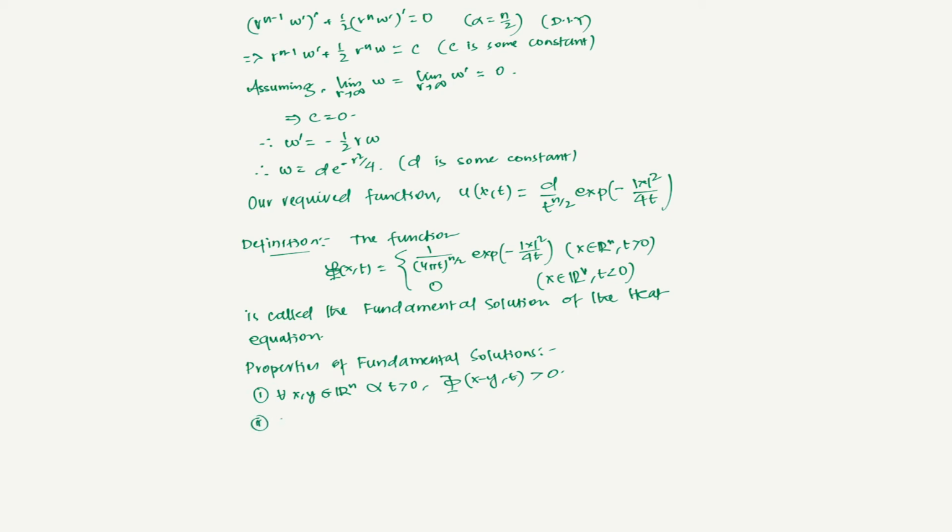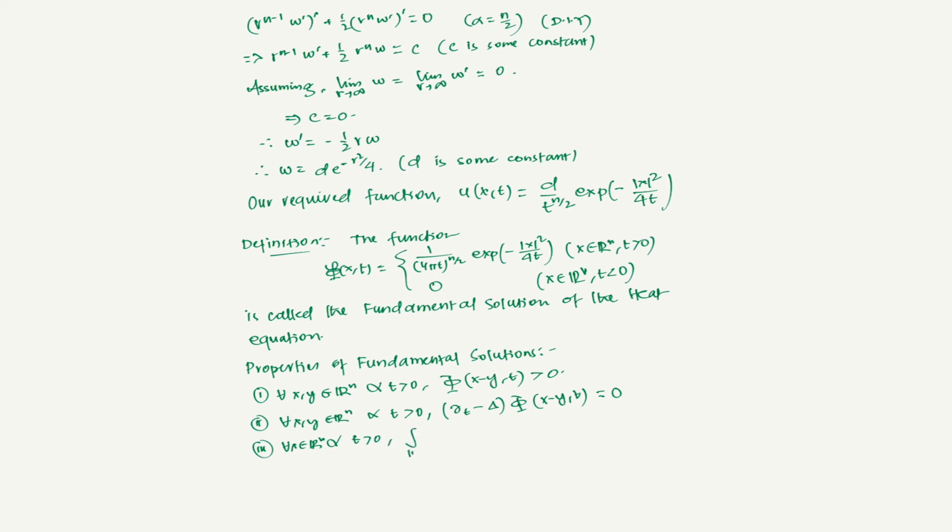Number 2, again for all x, y in Rn and t positive, if you write delta t, which is u_t minus Laplacian of phi of x minus y, t, can you guess what it is? This is going to be 0, right? Because the fundamental solution actually solves the heat equation, so it has to be this. I hope you understand that del t of phi is phi t. And number 3, for all x in Rn and t positive, this is true.